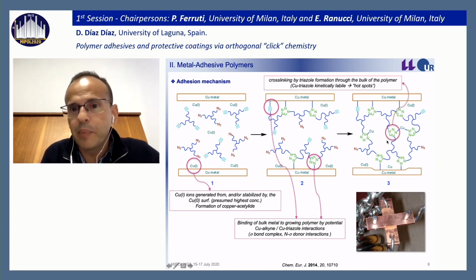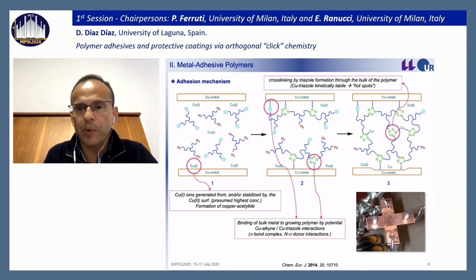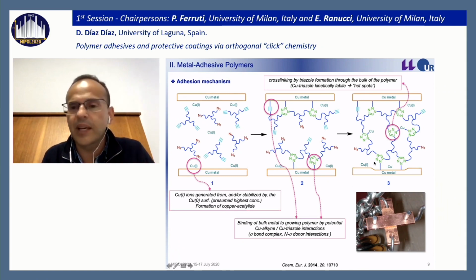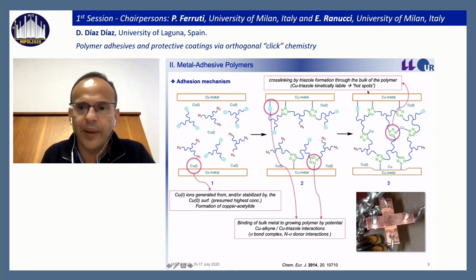And something very important is also that once we are attaching this growing polymer, then in the inner part we also have a cross-linking process, right? And it is important to realize that the copper triazole interactions are labile interactions. This copper can move, and this is very similar to what happens in a radical polymerization, right? And because they can move, they create this kind of hot spot of catalytic reactivity.